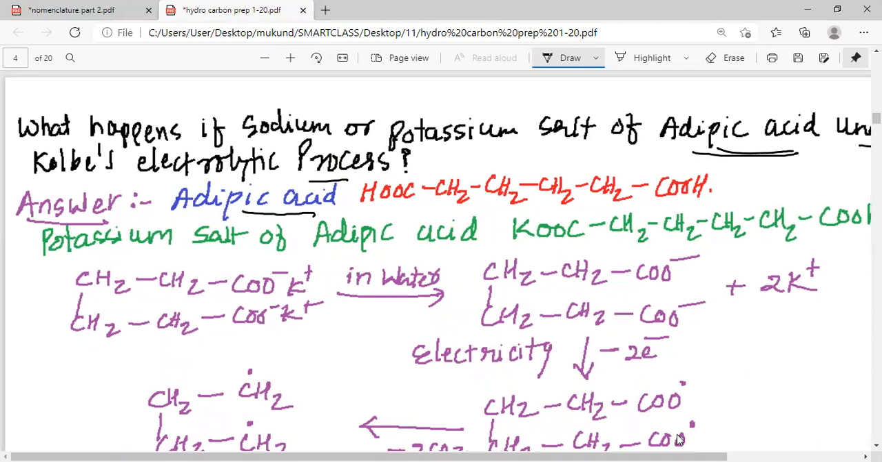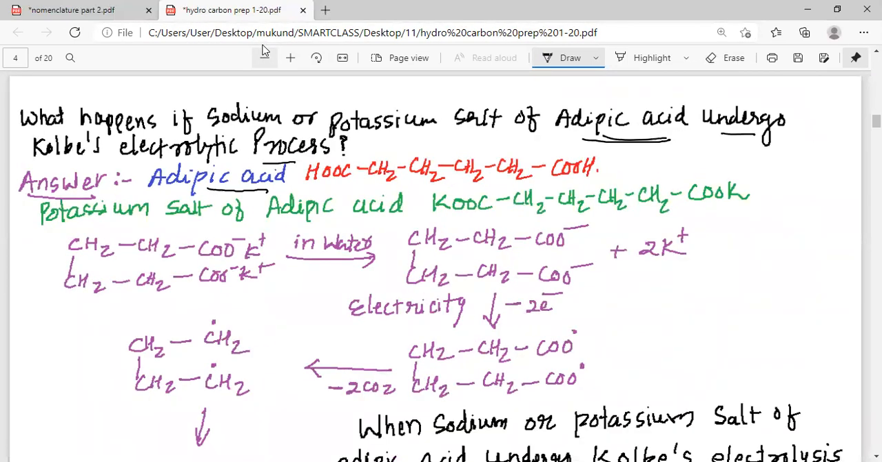Let us first understand the structure of adipic acid. It is COOH, CH2, CH2, CH2, CH2, COOH. So there are a total of 6 carbons, out of which there are 2 COOH groups, 2 carboxylic groups, present at both the terminals, and this is how we get the adipic acid.